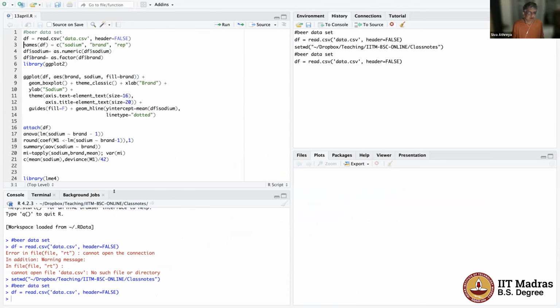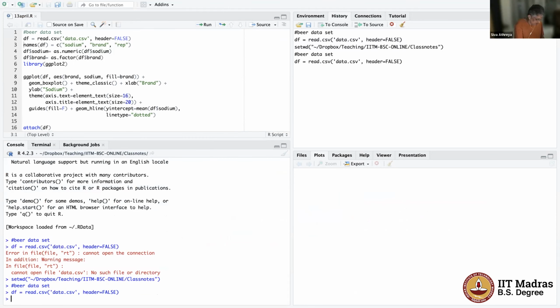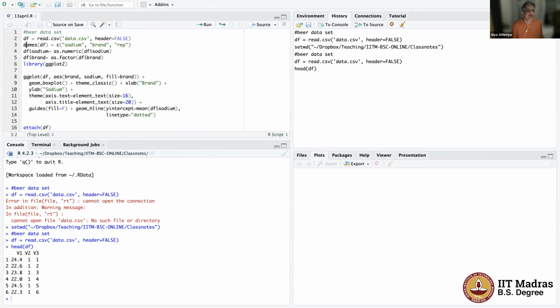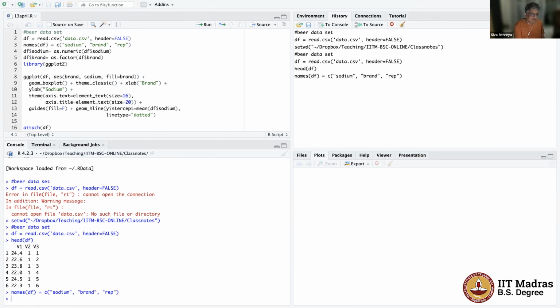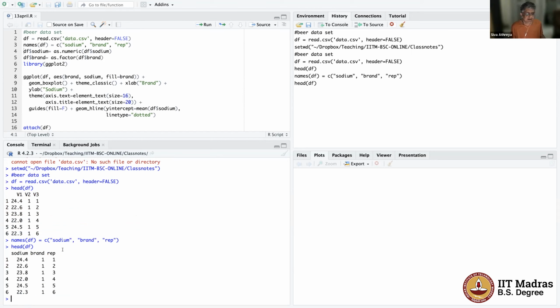Let me go down below and do a head of df. Since I put header equal to false, it only gives the sodium, the brand, and the repetition of the experiments for each brand. So let me give names to the data frame. Now if I do head df, at the bottom I should get sodium and brand. That's good. Then I want sodium to be numeric and brand as a factor, since I'm trying to understand the differences between brands.